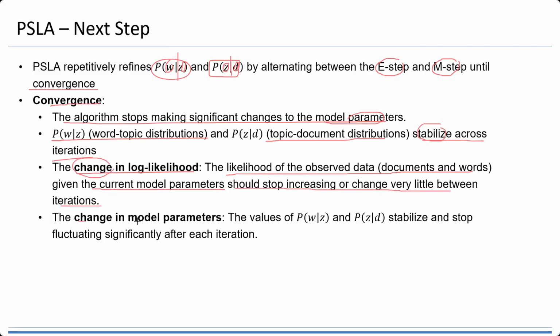Or the changes in the model parameters: the values of P(w|z) and P(z|d) stabilize and stop fluctuating significantly after each iteration. If the changes are small, we can stop. We call this convergence.